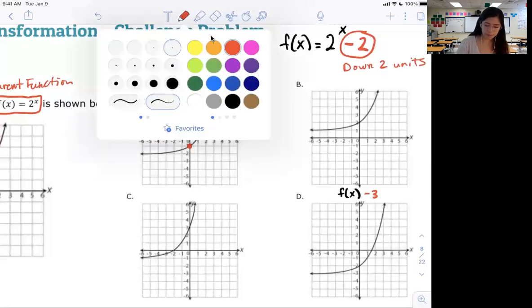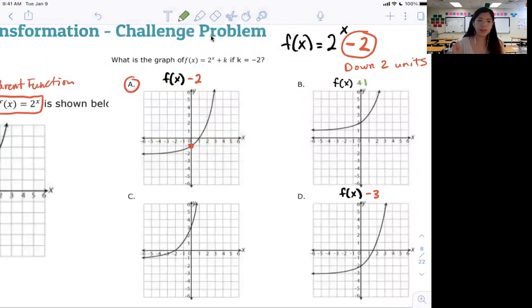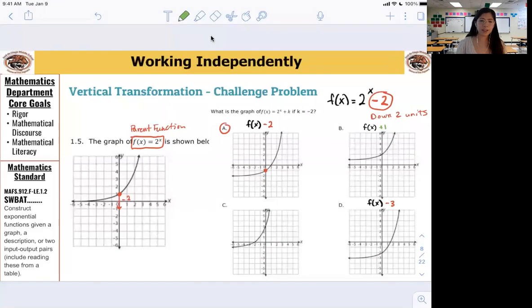It went up 2 units? 1 unit. So this is f of x, let me make it green, plus 1. And what about C? C is a little bit different, isn't it? Instead of going up or down, if you look at it, you can tell C shifted in which direction? To the left. So that one's a little bit different.